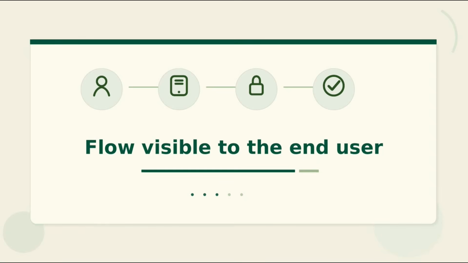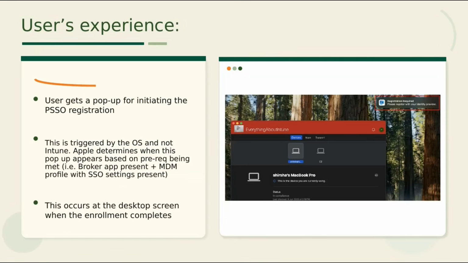Just half an hour earlier, my Intune admin created a PSSO profile and he did all the targeting and all of that stuff. Now, what is the flow that I am going to see as the end user? What are the changes I'm going to see is what we are going to see now. The first thing that happens is that the user gets a pop-up for initiating the PSSO registration.